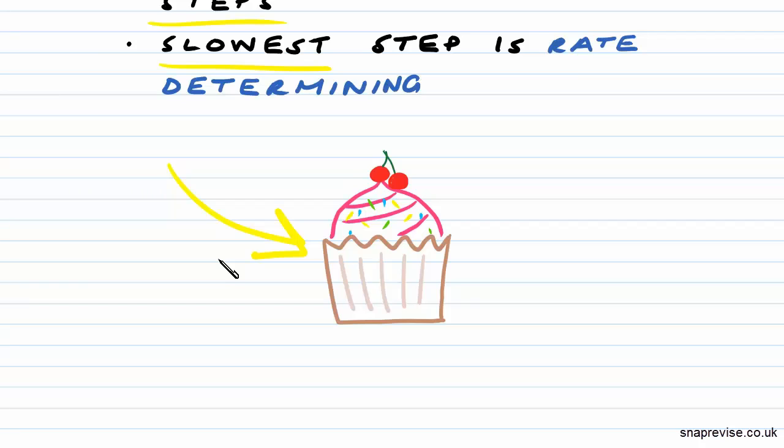But if our oven can only hold so many cakes and they all have to cook for a certain amount of time at a certain temperature, we can't increase the rate of that step any further. That's our slowest step and therefore our rate determining step. So when we measure the rate of any reaction that has a multi-step reaction mechanism, we're effectively measuring the rate of this rate determining step. We can't go any faster than our slowest step.